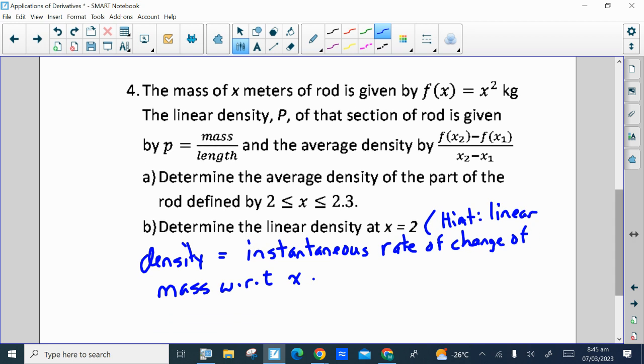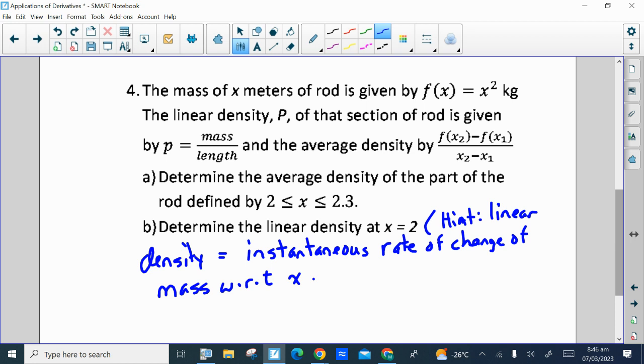The mass of x meters of rod is given by F at x equals x squared kilograms. The linear density P of that section of rod is given by P equals mass over length, and the average density is, again, just that slope formula that we've seen before, to find the average between 2 points along a graph. Determine the average density of the part of the rod between 2 and 2.3, and then determine the linear density. And the linear density is the instantaneous rate of change of mass with respect to x. So we're going to use that formula above, f at x equals x squared, for that part.